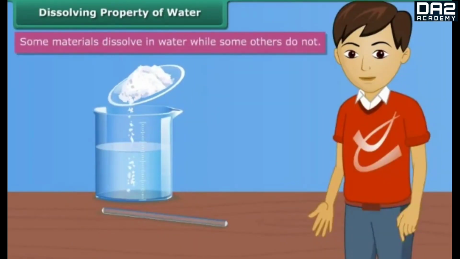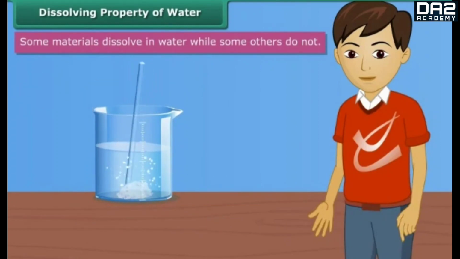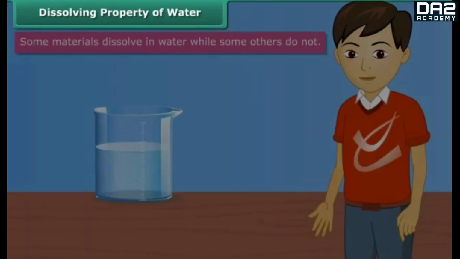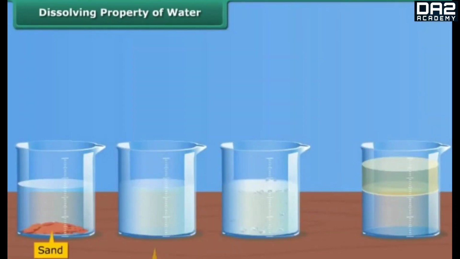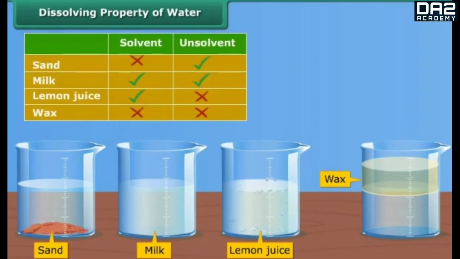Water is a universal solvent. It dissolves many things, but there are certain items that do not dissolve in water. Collect sand, milk, lemon juice and wax. Also take some sugar and salt. Try to dissolve these materials in water separately. Make a table of your observations. Compare your observation table with the table shown on screen.